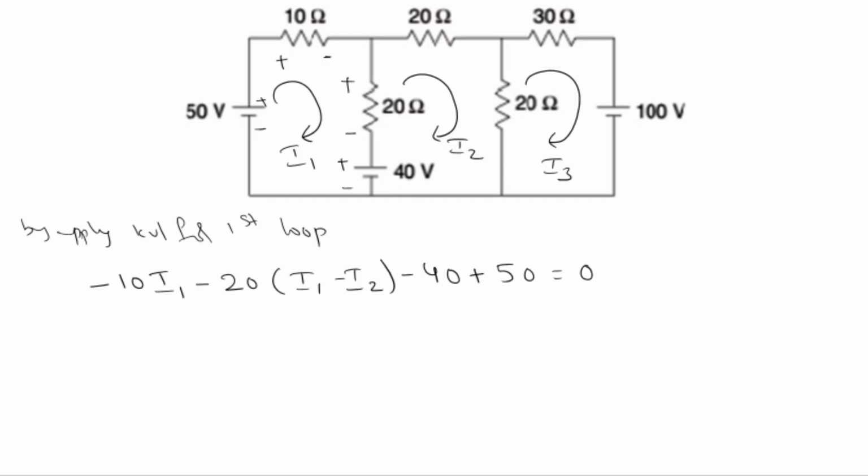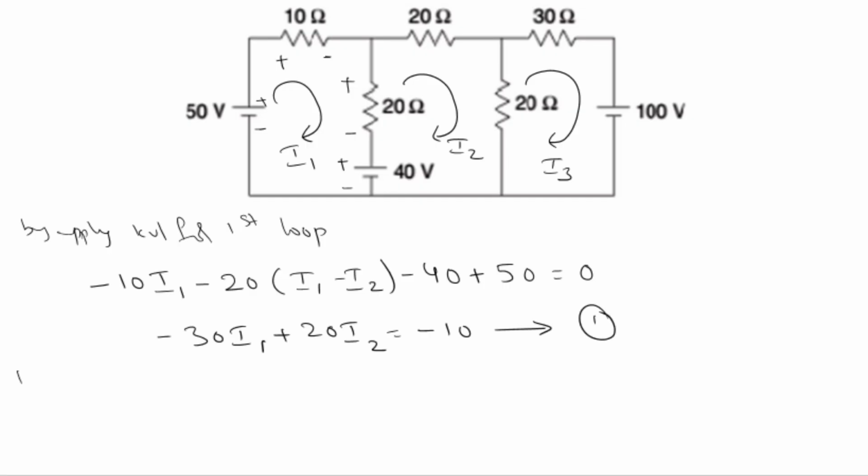By separating I1 and I2 terms, here is minus 10 I1, here is minus 20 into I1, therefore minus 30 I1 plus 20 I2 is equals to minus 10. This is equation number 1.